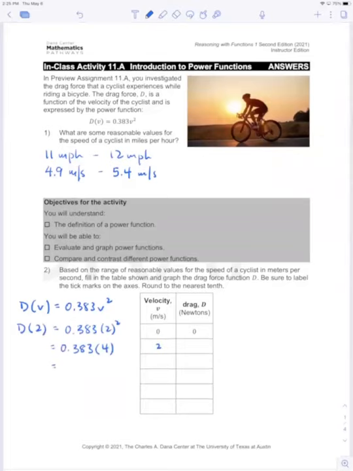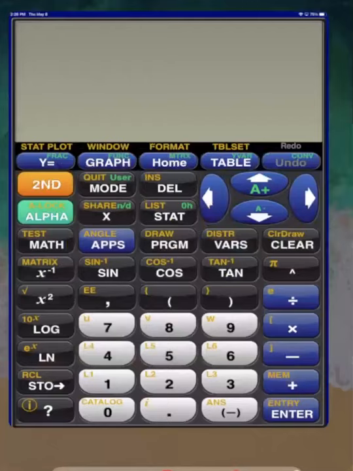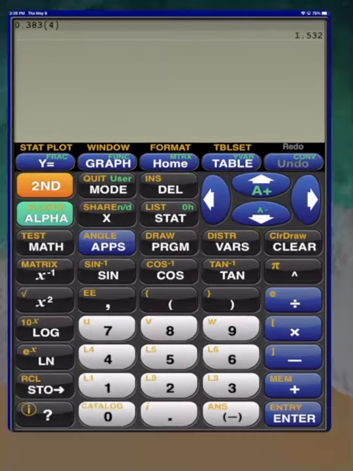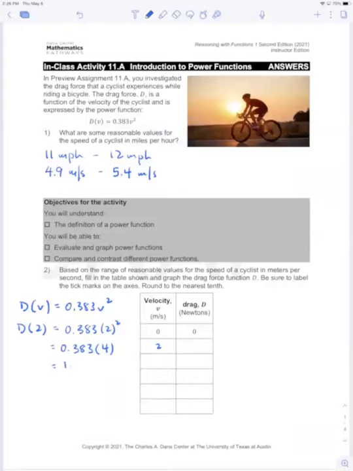And then if I go to the calculator, I have a calculator app here. It looks like a TI-83 roughly. I'm going to open this up, and I'm simply going to hit 0.383, and then multiply this times the 4. And I get 1.532. The directions tell us to round to the nearest tenth, so I'm simply going to put a 1.5 into my table in the D column for newtons, 1.5 newtons.